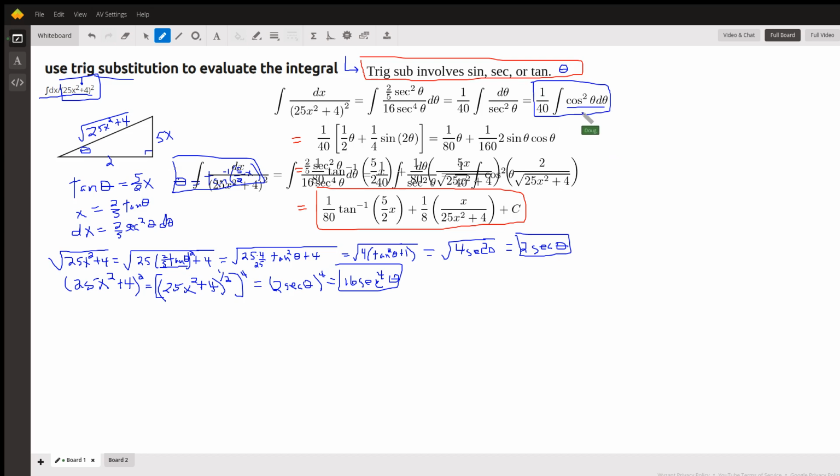I won't go through the derivation of the antiderivative for that. It's in a table of integrals for sure. It's 1/2 theta plus 1/4 sine of 2 theta. If I distribute the 1/40th, I get this, but I can also use the trig identity to write sine of twice an angle as 2 sine theta cosine theta.